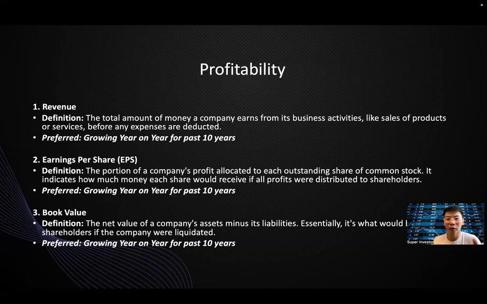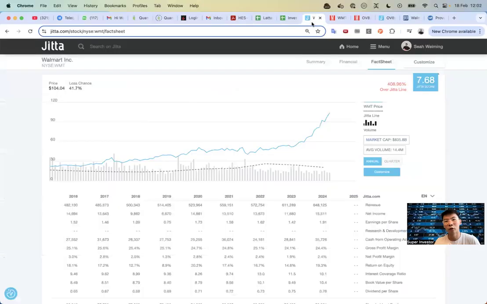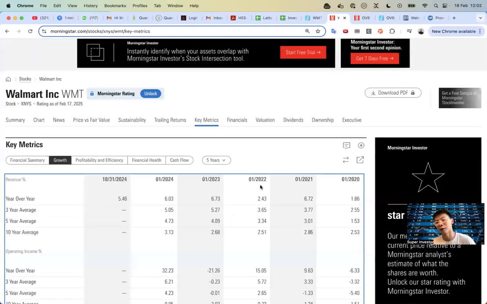Now, the whole idea of investing, before I go into details, I'm going to show you guys, I use this website called Jita and also Morningstar. In fact, I use a few websites, but these are all mainly free websites that you can access. And what are we buying when we actually buy a particular stock? When we buy a stock, it's not buying a hope or a gambling ticket. What we are buying is a particular company, and specifically, what we are actually buying is the future profits of the company.